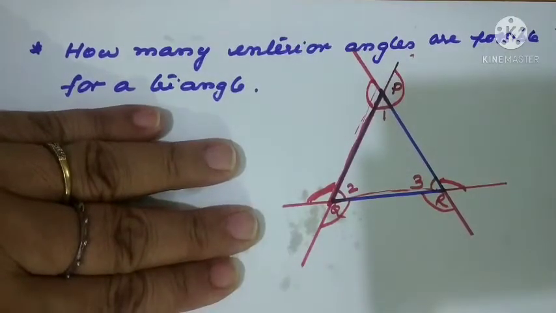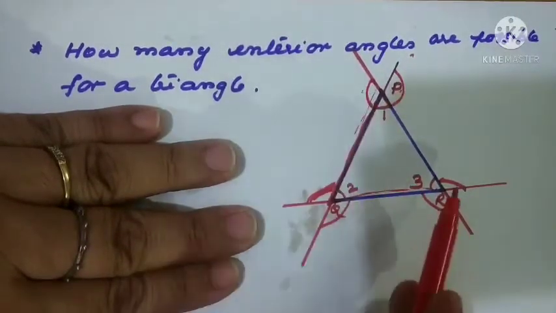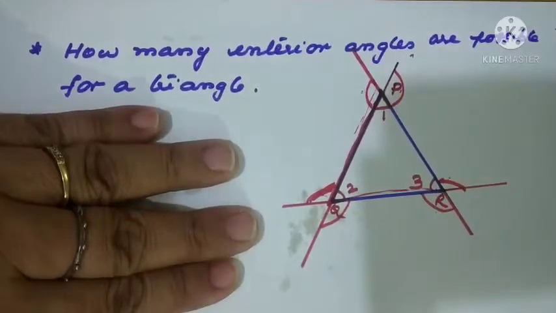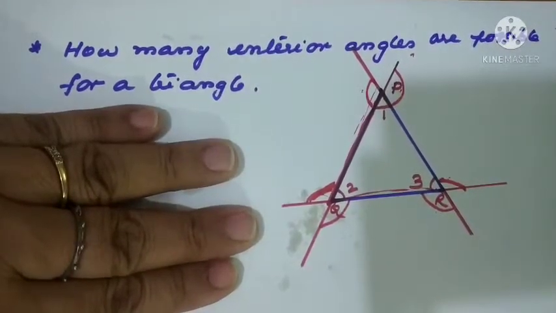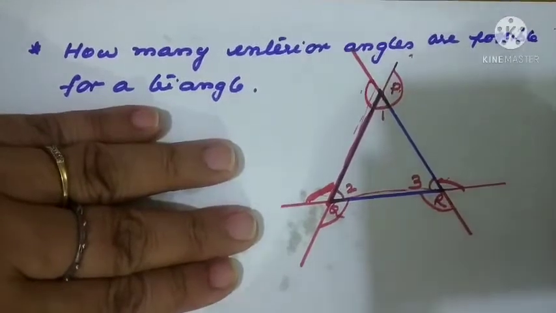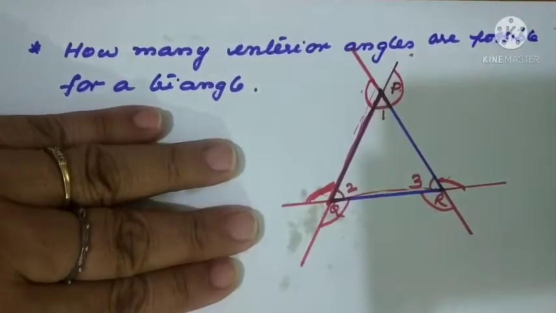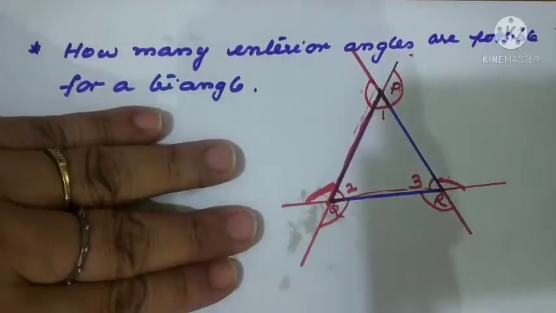So it's clear to you. We are getting 1, 2, 3, 4, 5, 6. 6 exterior angles we can get. That doesn't mean that we will always need the 6 exterior angles. It is possible to have 6 exterior angles for a triangle only. So it depends on how you are extending.